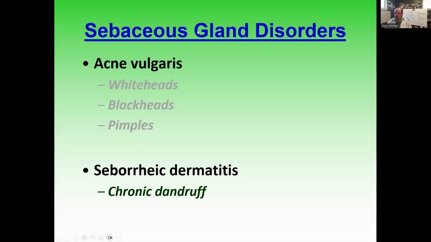Now, the other big problem we find with sebaceous glands is dandruff. And the clinical word is seborrheic dermatitis. Seborrheic dermatitis. This is dandruff. What has happened here is that the gland does not plug, it overproduces oil, and the oil tends to set out here on the apical surface, and it dries up into flakes.